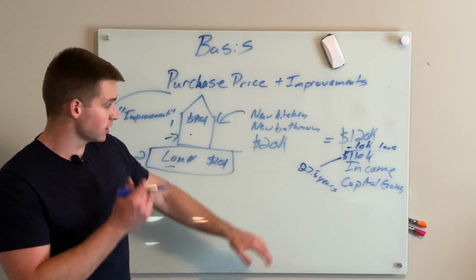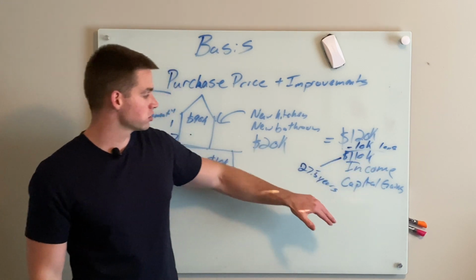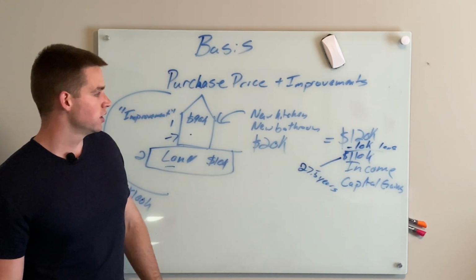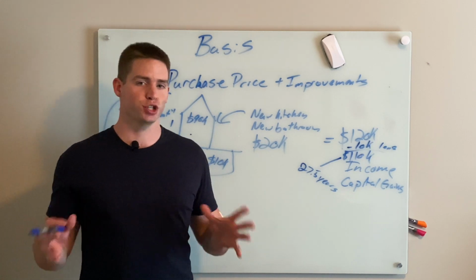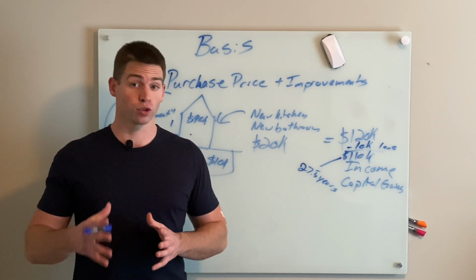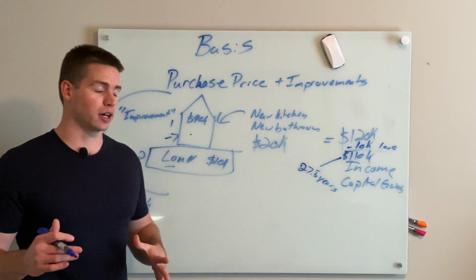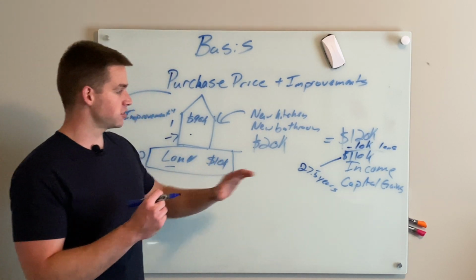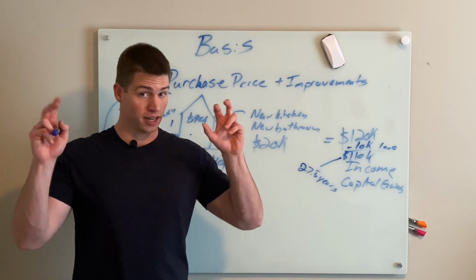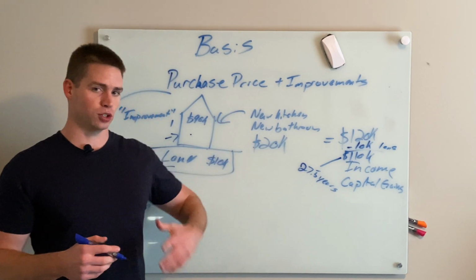So what that means is I'd take the $110,000, I'd divide it by 27 and a half, and that would give me how much depreciation I get to take every single year and shield my taxes with it. Now, the cool thing about this is that this is an expense that we get to have every single year.